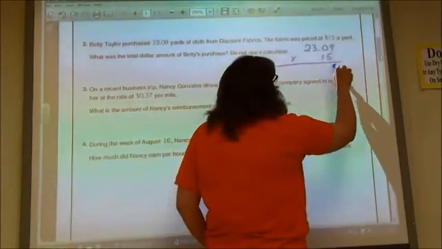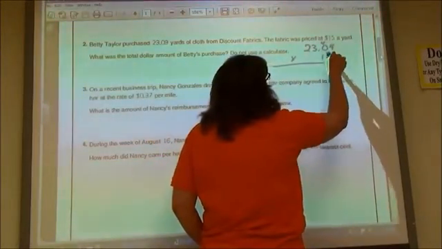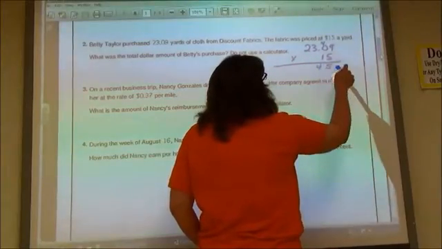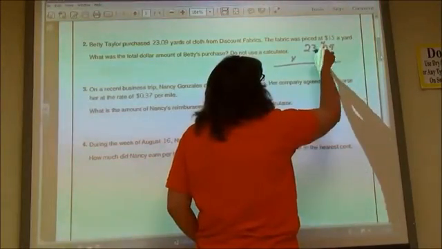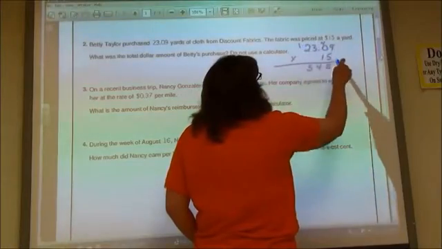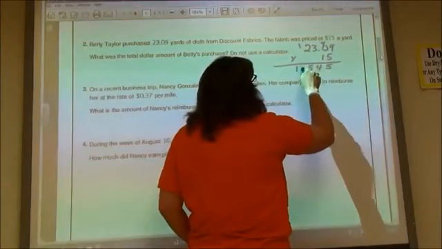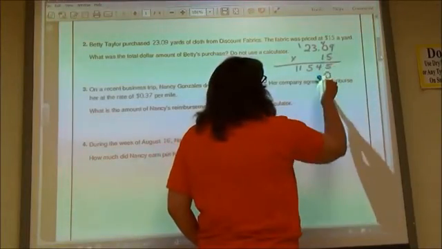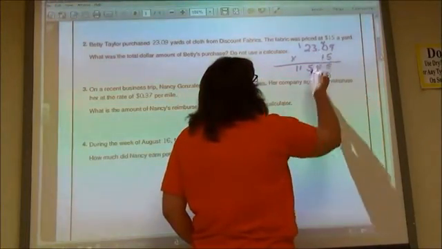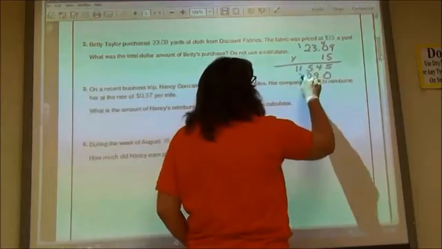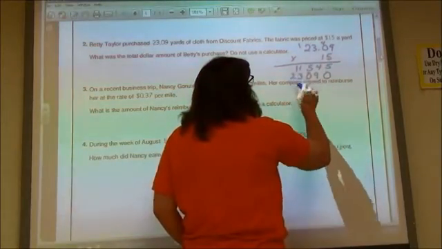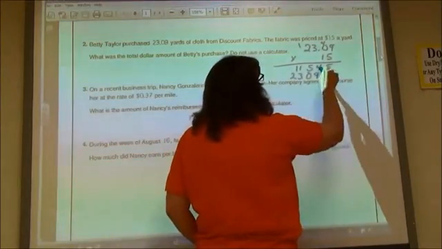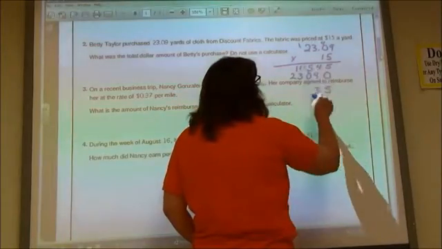9 times 5 is 45. 9 times 0 is 0 plus 4. 5 times 3 is 15. 5 times 2 is 10 plus 1, so 11. We move over 1 spot, so we add 1 0. 1 times 9 is 9. 1 times 0 is 0. 1 times 3 is 3. 1 times 2 is 2. So we get 5. 9 plus 4 is 13.